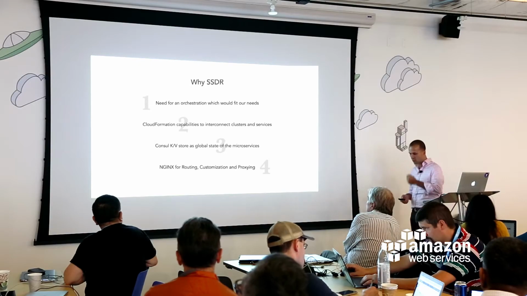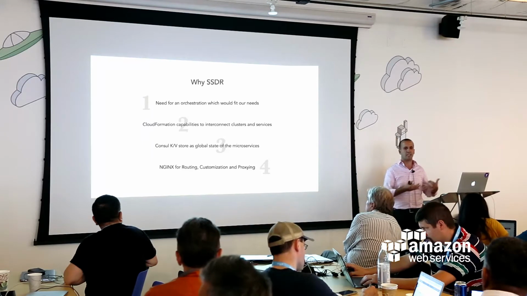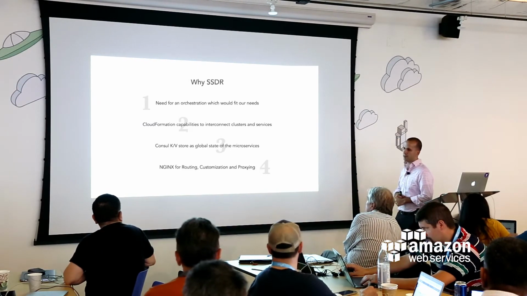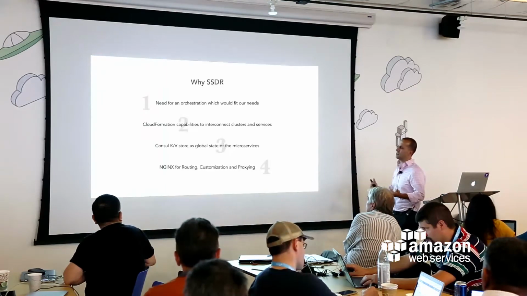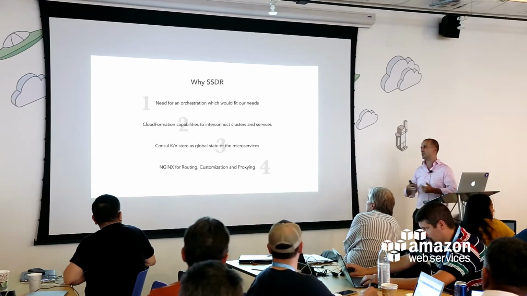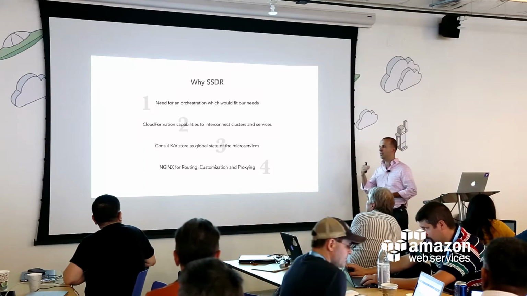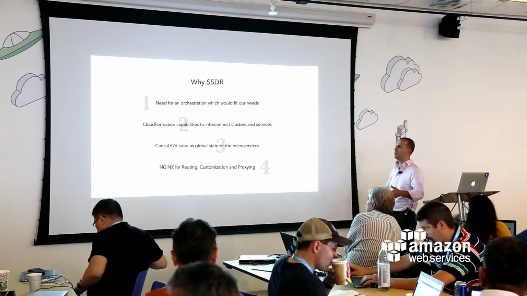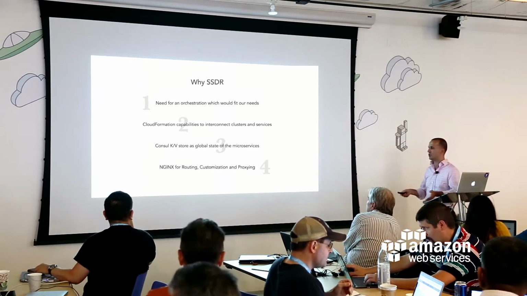The reason for Consul was that every time a container comes alive, we want to save the state somewhere. And we are using Registrator, which is an open source service, that as soon as the service comes online, it registers itself in Consul. So if the service on the back end on ECS is scaling out, it will be added automatically to Consul, and it will be removed based on load. And then at the end, Nginx for routing, customization, and proxying.